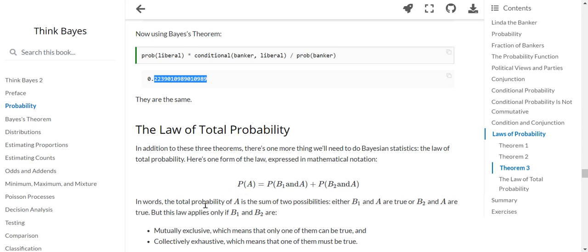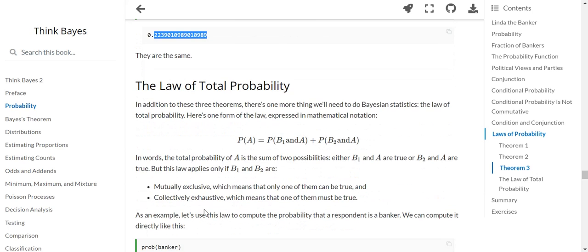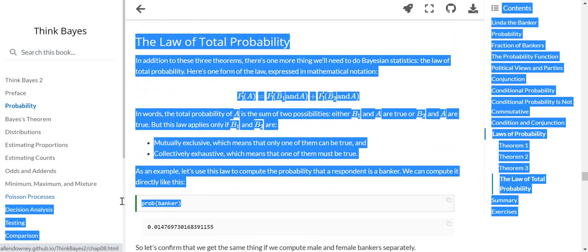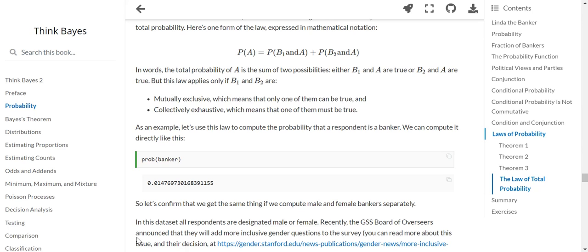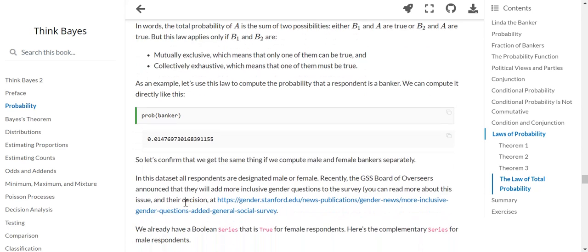Okay. In words, the total probability of A is the sum of two possibilities. Either B1 and A are true or B2 and A are true. But the law applies if B1 and B2 are mutually exclusive, meaning only one of them can be true, and collectively exhaustive. That means that one of them must be true. So they also span the entire sample space. As an example, the probability of being a banker is 1.4%. So let's confirm that we get the same thing if we compute male and female bankers separately.